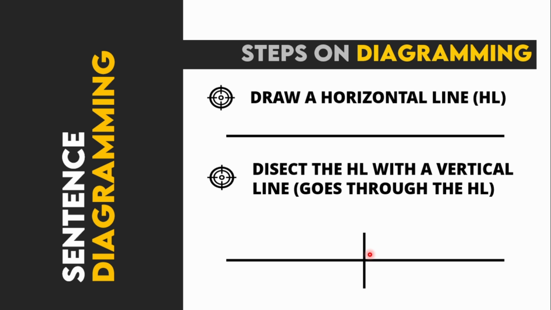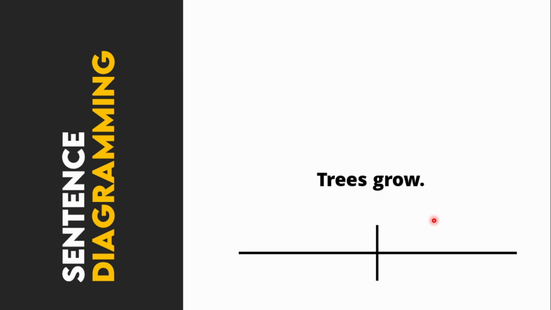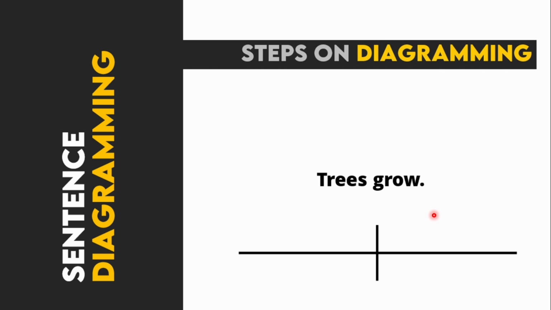Why do we need to draw a vertical line? It marks the demarcation line between the subject, which you will place here, and the predicate, which you'll be placing here. Okay, so if you have any questions in regards to our topic for today, you can go back to this video and ask questions to your teachers or your professor after the video or on your scheduled time. So here is a sample sentence. It is a simple sentence and it is, let's read all together, trees grow.